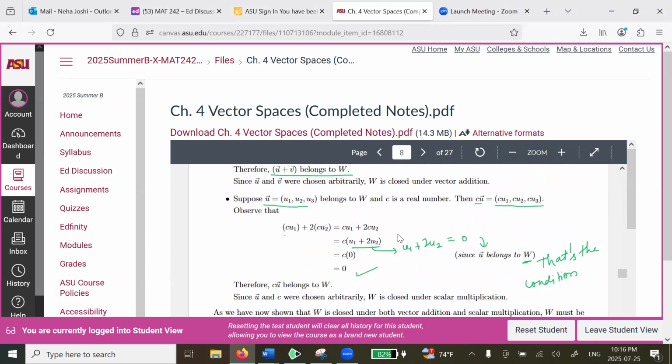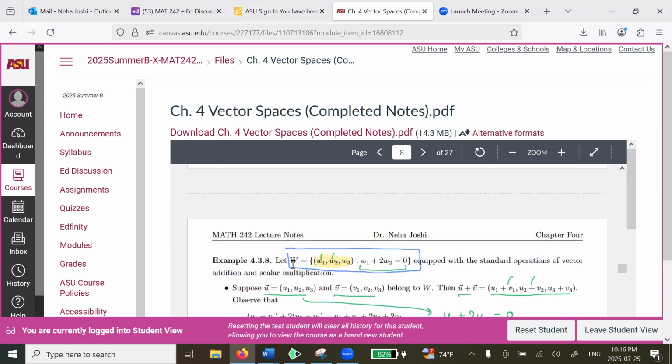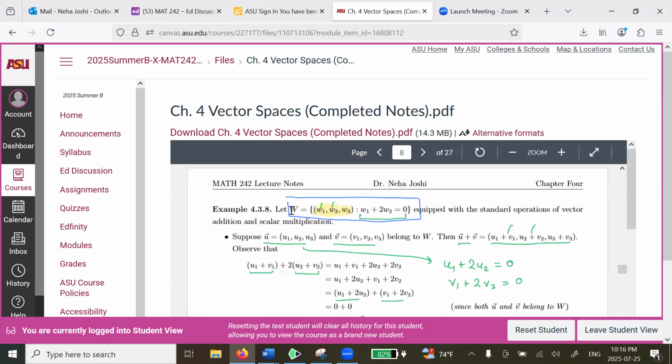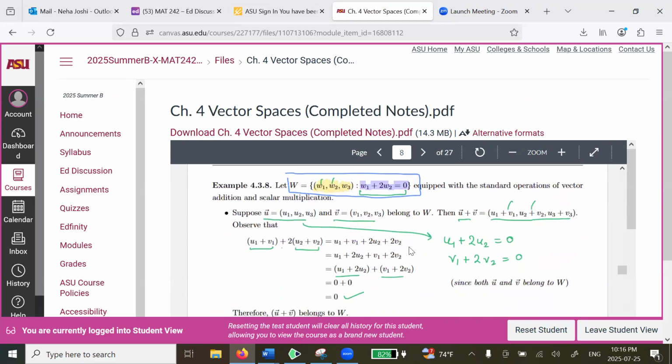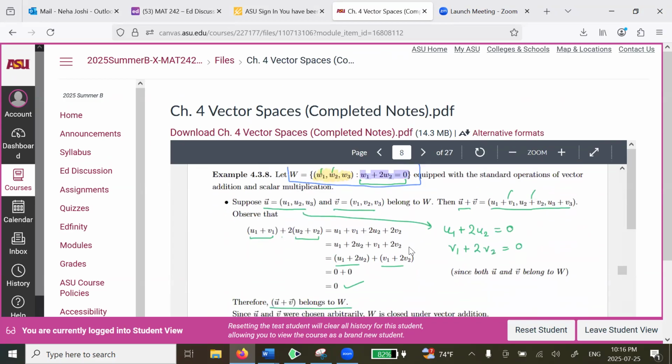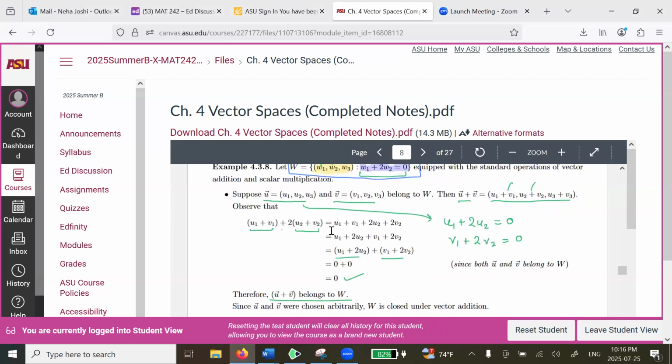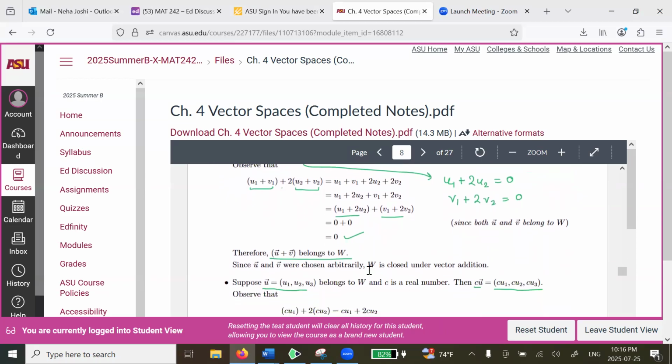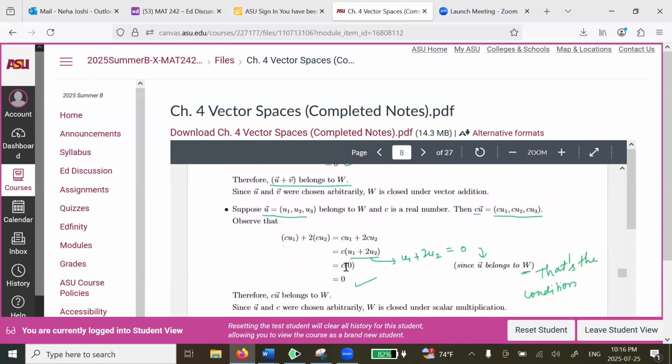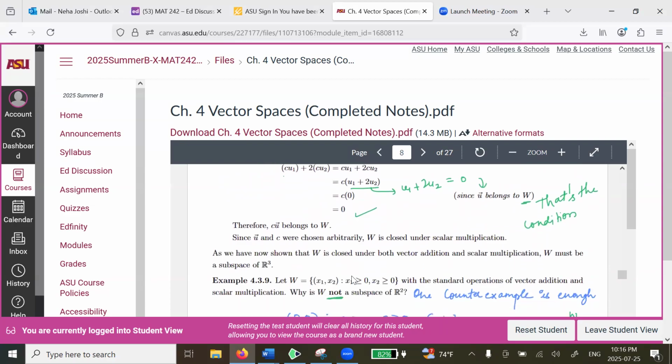Oh, there you go. So I have an example here where I pick a subspace W. The condition is you are in the set if W1 plus 2W2 equals 0. In this case, you will struggle to find a counterexample because it is a subspace, right? And I prove for any random vector that no matter what you pick, it will work. Even for a scalar multiple, it will work. So this is a good example.